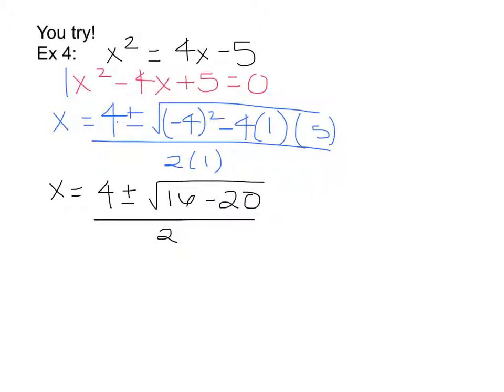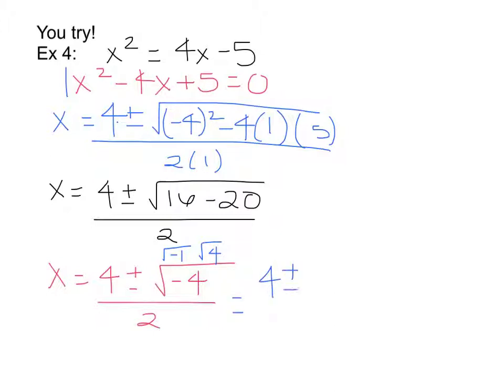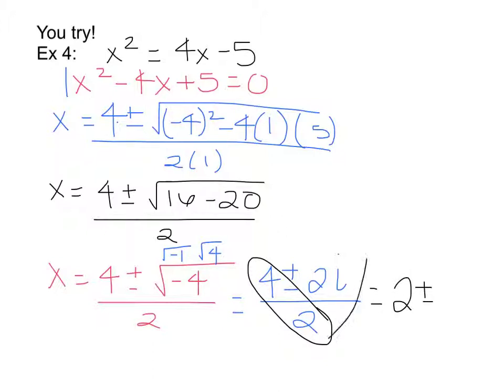Now keep going. Under the radical, 16 minus 20 gives me negative 4, over 2. Then remember the square root of negative 4 is the square root of negative 1 times the square root of 4. The square root of 4 is 2, the square root of negative 1 is i, all divided by 2. Now the real part, 4 divided by 2, leaves you with 2. 2i divided by 2 leaves you with just i, and that's your final answer. x equals 2 plus or minus i.